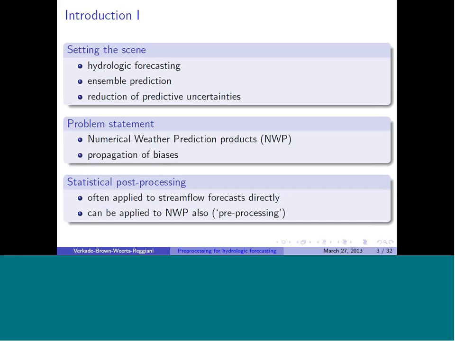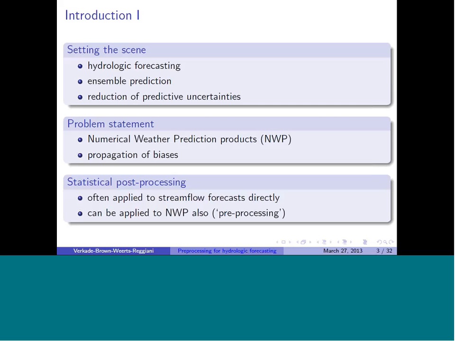I'm going to talk about hydrological forecasting, and specifically I'm going to talk about ensemble prediction, given the need or the wish to estimate uncertainties in the forecast. As you all know, ensemble prediction systems will yield an uncertainty estimate. Specifically, the research is going to be about how these predictive uncertainties can be reduced. And I'll go into that a bit further in a bit.